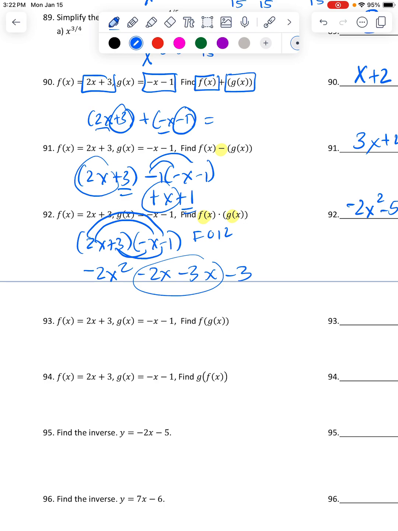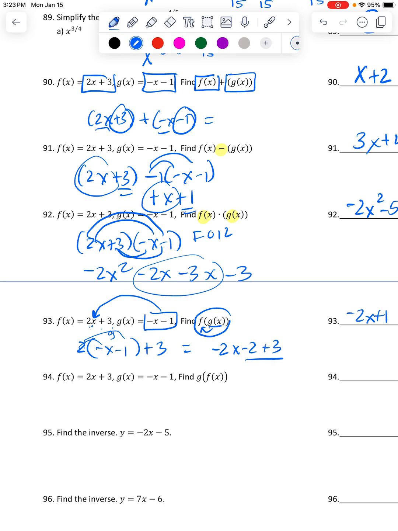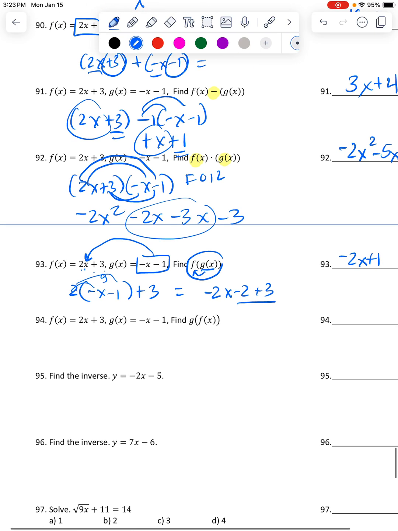Here, notice this is different. G is tucked inside of F, and that's exactly what we're going to do, is we're going to take G and put it into F where there used to be an x. So I've got my 2 times something plus 3, but the something is the entire rule of G. So this is G getting plugged into F. So now I just do whatever math there is, and in this case it's distributing the 2, and then these two can combine. So negative 2x plus 1 is going to be my final outcome for that one.